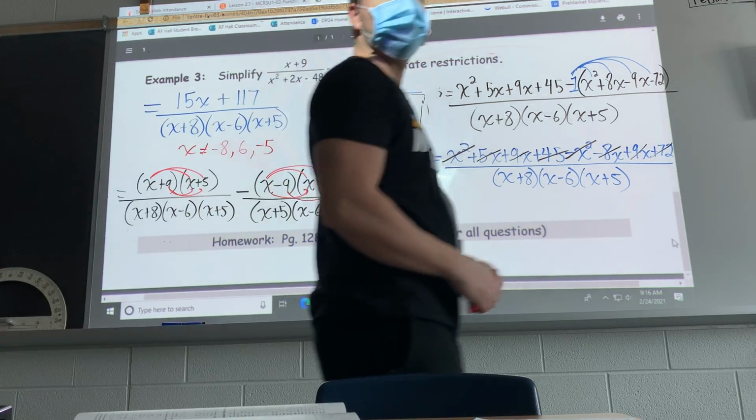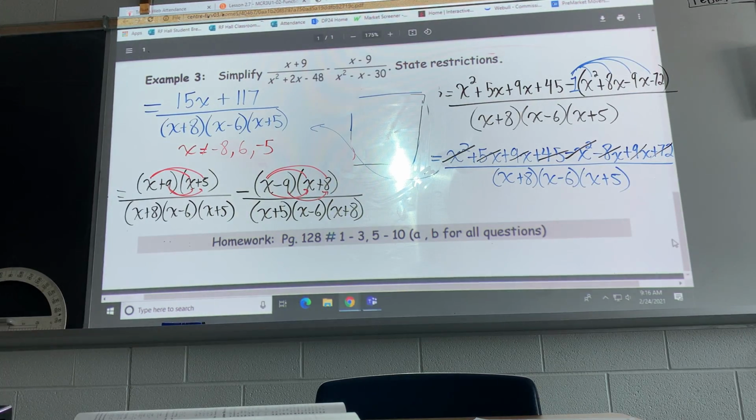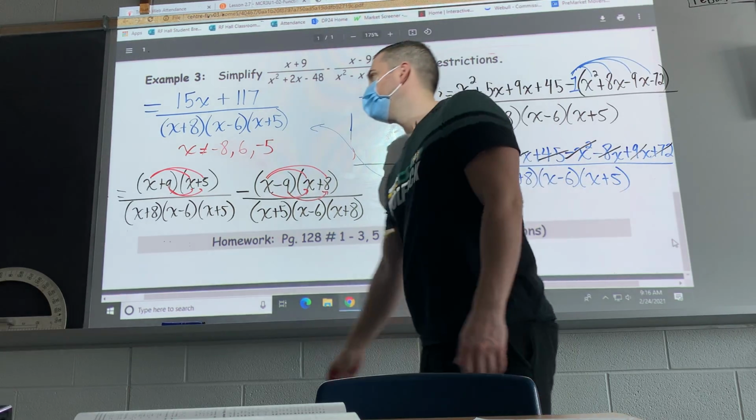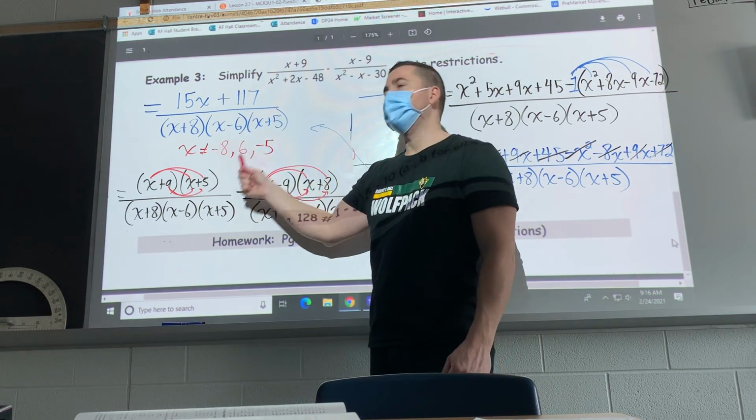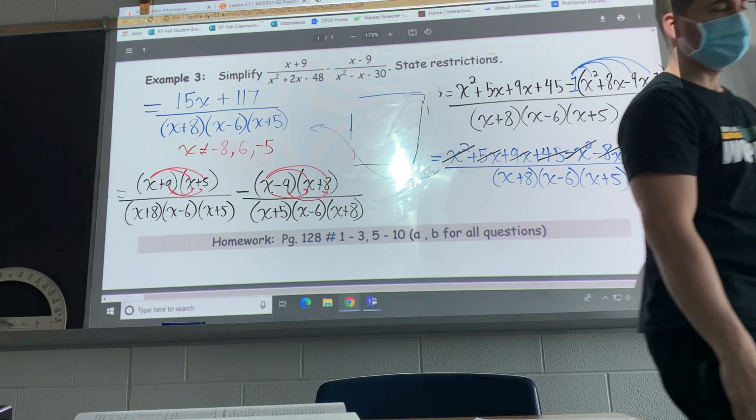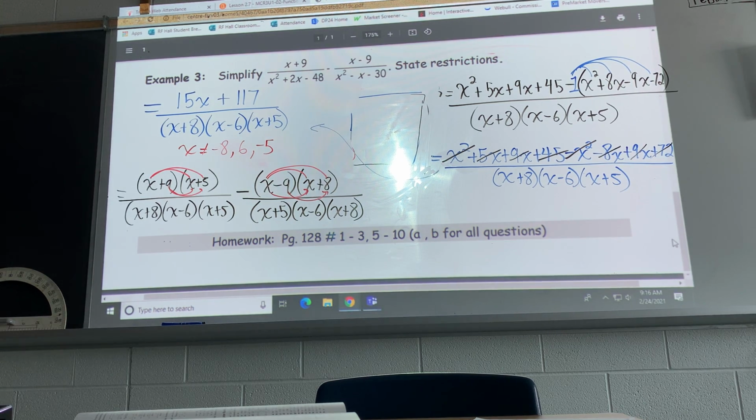So for the restrictions, is there a certain order? If you want to put them in order, so do lowest negative to highest, that's fine. It doesn't matter. But which order? No. Some students will do -8, -5, +6. But I'm not picky on that.